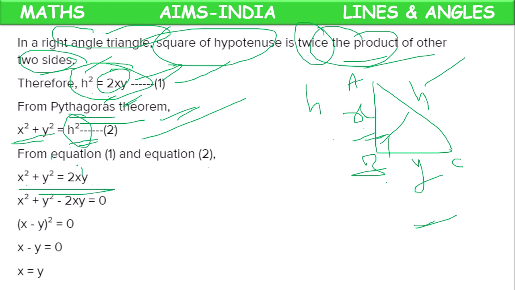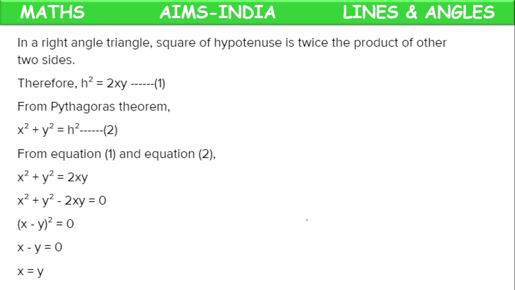2xy will go to this side. x square plus y square minus 2xy equals 0, or (x minus y) whole square equals 0. The square comes to this side as a root, root of 0 equals 0. So x minus y equals 0, x equals y. So we got this.